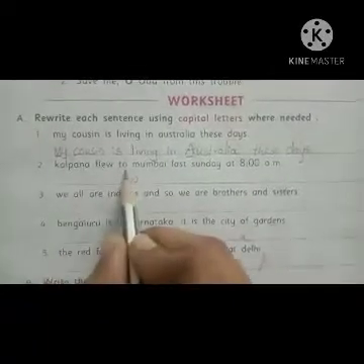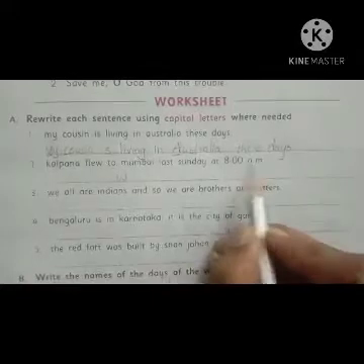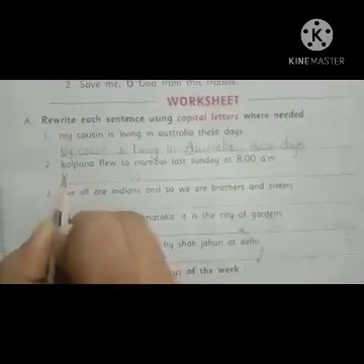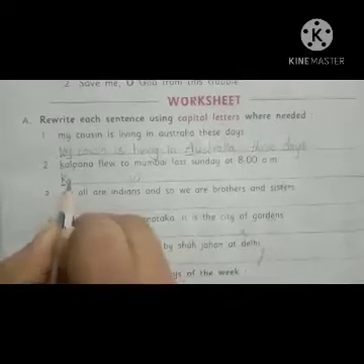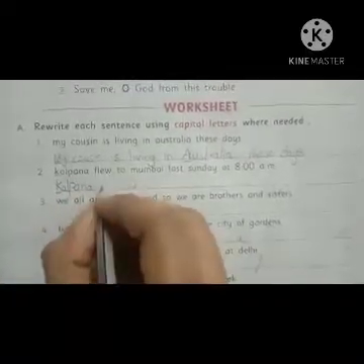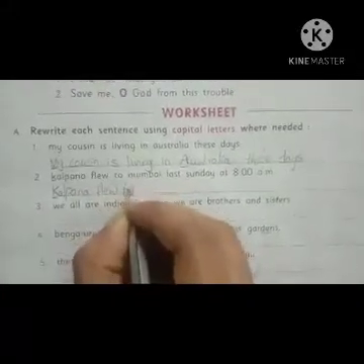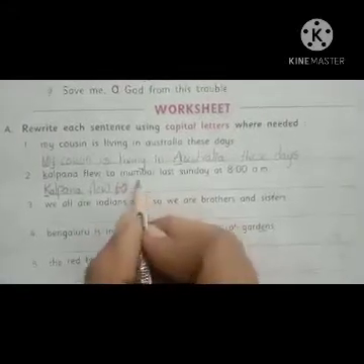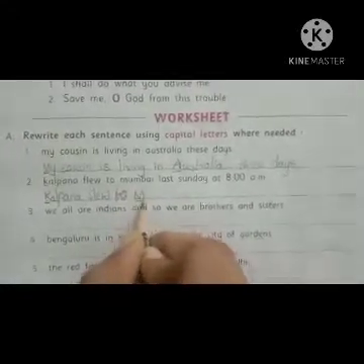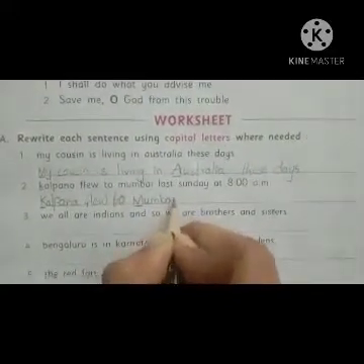Kalpana flew to Mumbai last Sunday at 8 a.m. Here K, we have to write the capital letter K and underline it. K-A-L-P-A-N-A. Kalpana flew, F-L-E-W, flew to, T-O, where Mumbai is a place, no? So here M is a capital letter. M, and underline the letter M-U-M-B-A-Y. Mumbai.